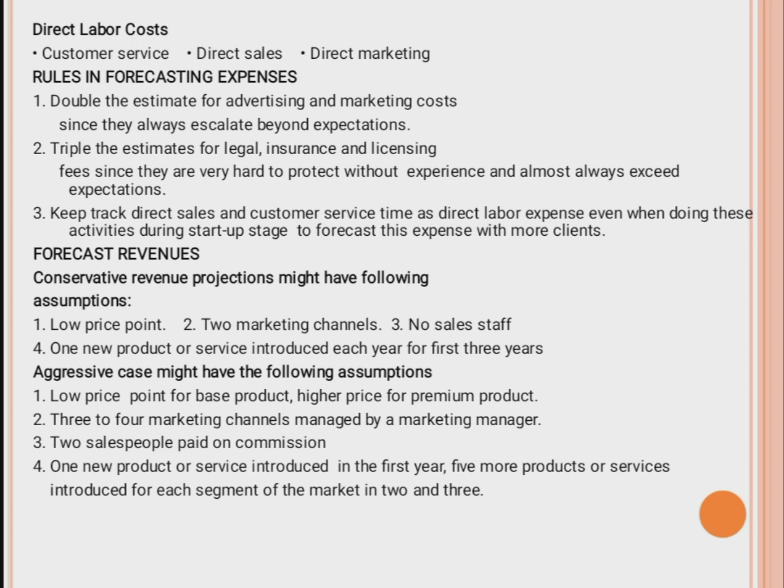Next, forecast revenues. A conservative revenue projection might have the following assumptions. Number 1, low price point. Number 2, marketing channels. Number 3, no sales staff. Number 4, one new product or service introduced each year for the first 3 years. Next, an aggressive case might have the following assumptions. Number 1, low price point for the best product, higher price for the premium product. Number 2, 3 to 4 marketing channels managed by a marketing manager. Number 3, 2 salespeople paid on commission. Number 4, one new product or service introduced in the first year. Number 5, more products or services introduced for each segment of the market in years 2 and 3.